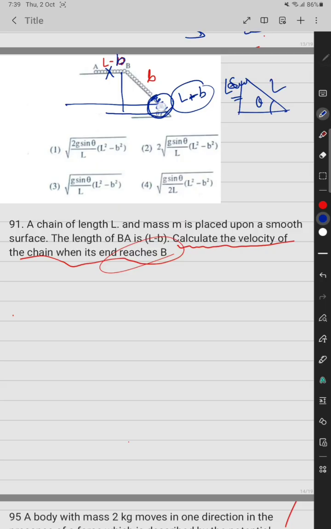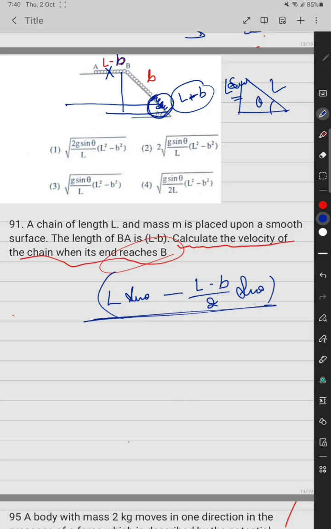But the position of the center of mass is L sin theta minus half of this, L minus B by 2 sin theta. That is the displacement of this part, which is placed on the horizontal table. The displacement of that part downward will be this much.